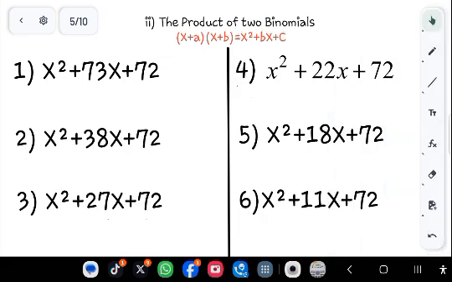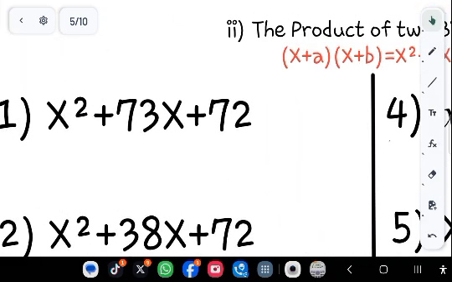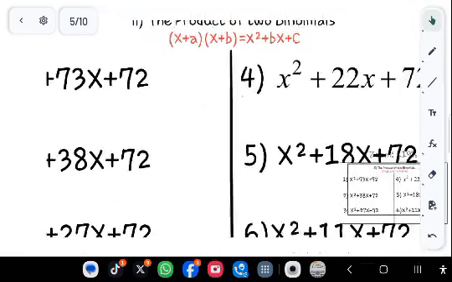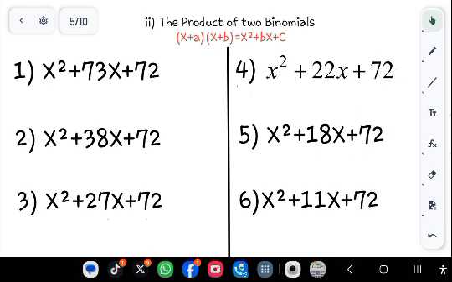It's not a special one that you get when you square a binomial like we did with the one that we just looked at. Now, I want you to notice something when it comes to these trinomials. All of them start with x squared. All of them have got pluses, no minus. That's number 2. And then number 3, all of them have got 72 at the end as your last term.